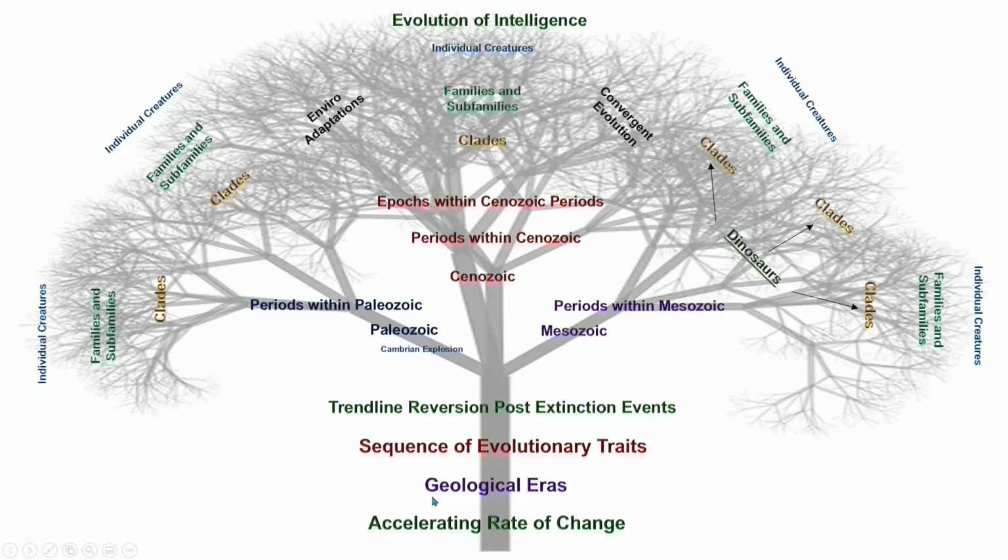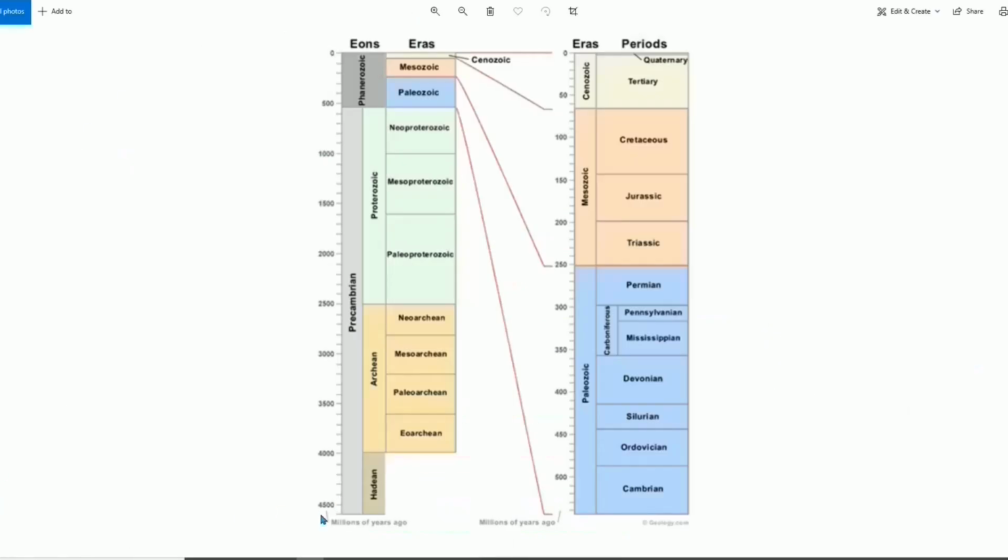Then the second core level item that belongs in the trunk is geological eras. So we go to an image to represent that. The Earth began 4.5 billion years ago, and life began shortly thereafter, as soon as the Earth cooled enough that liquid water could form into pools. Most of that 4.5 billion years was only very simple life, single-celled organisms, very few multi-celled organisms at all.